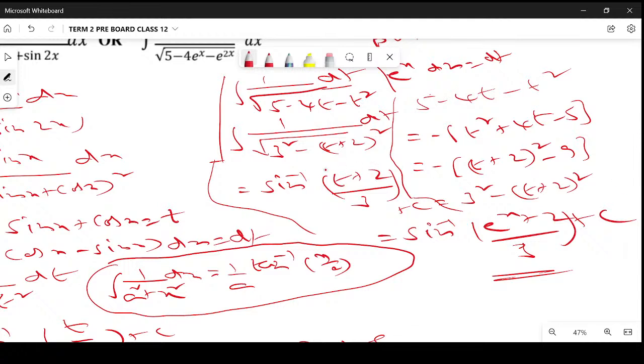Then I simplified. The formula I have applied here is integral 1 by root of a square minus x square dx equals sine inverse of x by a, here t plus 2 by 3. I should divide by the derivative of t plus 2, and the derivative of t plus 2 is 1. Then we got that. So the answer is sine inverse of e power x plus 2 by 3 plus c.